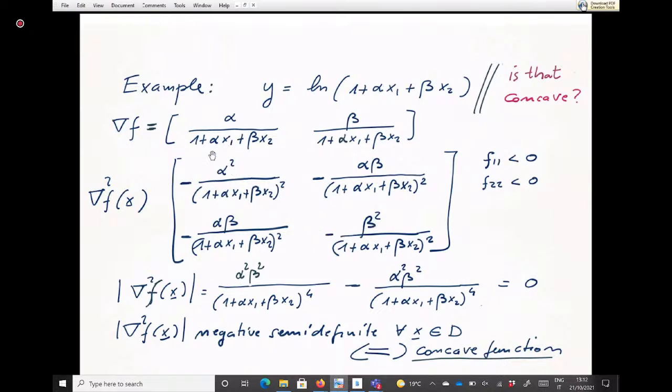Now compute the determinant. This times this, minus this times this. The products in the main diagonal and the other diagonal are the same, okay? If you subtract one from the other, you get 0. And this fits with the definition of a negative semi-definite quadratic form. So we can conclude that our function is concave, also based on the study of the second derivatives of the Hessian matrix, okay?